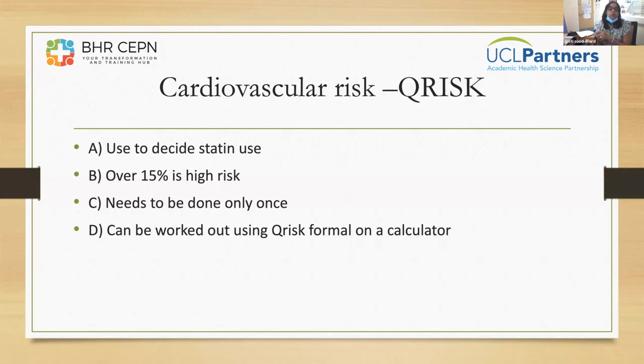So this is about Q risk. You use this to decide statin use, which is a cholesterol lowering tablet. Over 15% is high risk, it needs to be only done once, and can be worked out using the Q risk formula on a calculator. So it's basically using a calculator, and you just take your calculator and work it out. Can you do that?